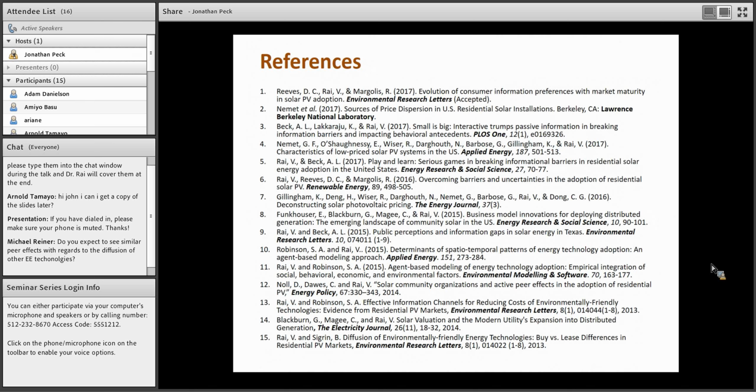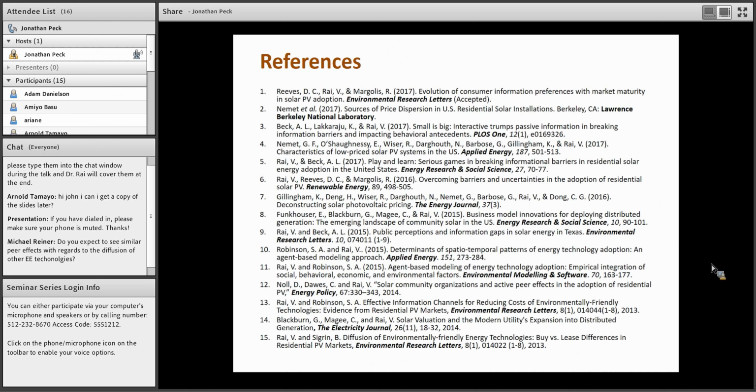Yes, we have done one study. One of the papers in here, number 8, looks at business model innovations for deploying distributed generation. It's community solar, basically. And that model is very interesting for two reasons. One is a lot of individuals live in multiple-family housing or high rises. Even if they wanted to, they just can't install solar, and that's a very large chunk of the population. So that's one reason.